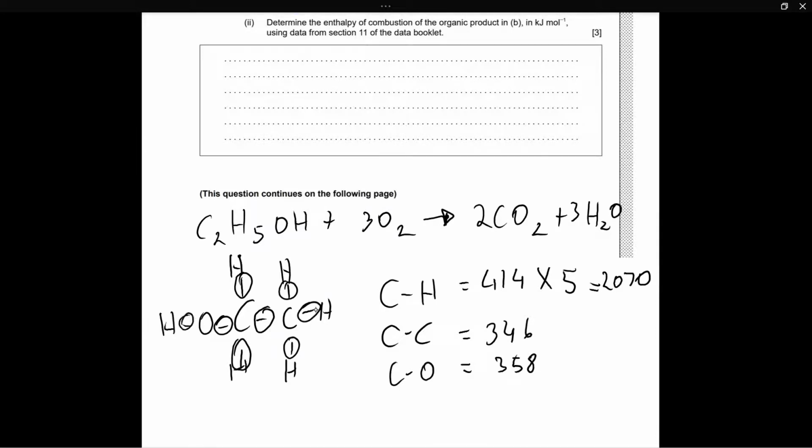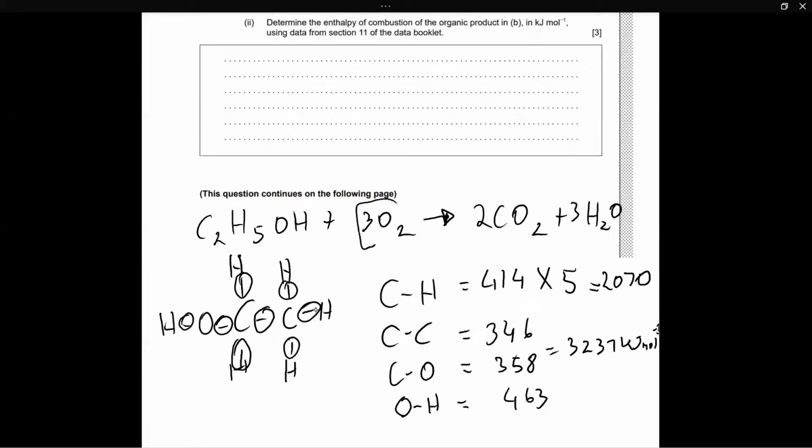And then you have one oxygen to hydrogen bond, which has an enthalpy of 463. Now you add all these numbers up, 2070 plus 346 plus 358 plus 463. And this gives you a total enthalpy value of 3,237 kilojoules per mole for the ethanol molecule. But our step isn't over here.